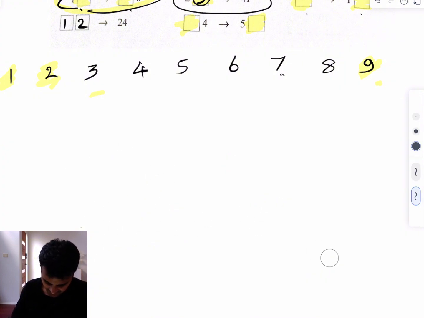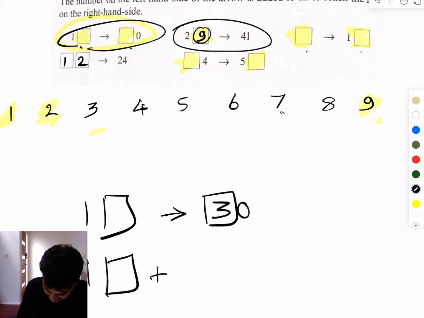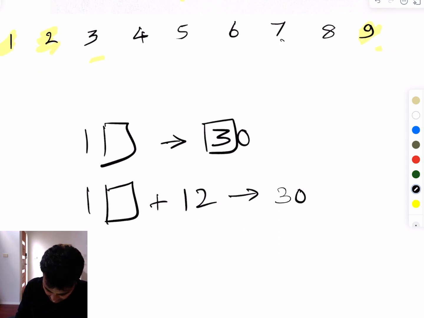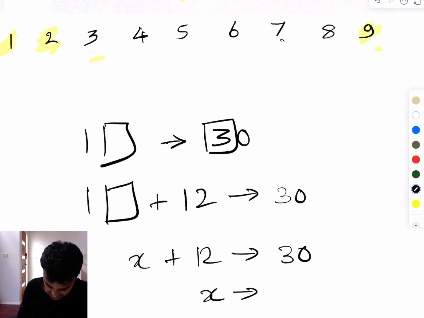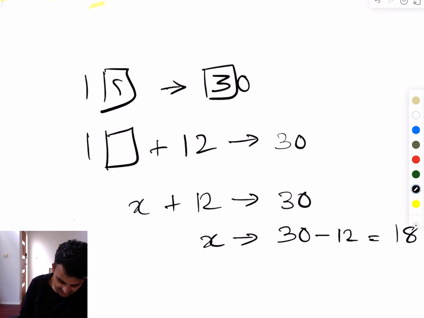let's verify. Okay. We are saying that it is going to be 3, 0, 1 box, and the box over here is 30, and 1 box plus 12 equals 30. So what plus 12 is 30. X is bound to be 30 minus 12, which is equal to 18. So the answer is 18.